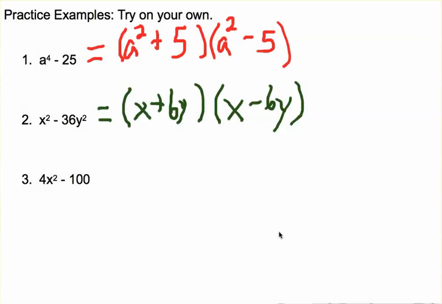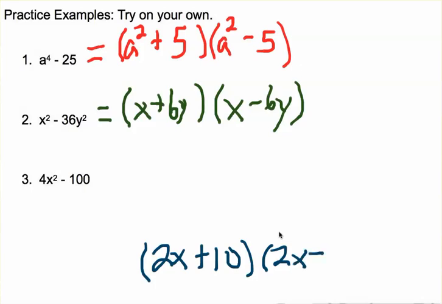Okay? Now the last one is actually a little bit tricky. Now, I'm going to tell you the answer you probably did get, and then the answer you should get. Most of you probably, when you did this right away, you noticed that 4x squared and 100 are both perfect squares. So you wrote an answer 2x plus 10 times 2x minus 10. But I'm going to tell you right now why that isn't factored completely.